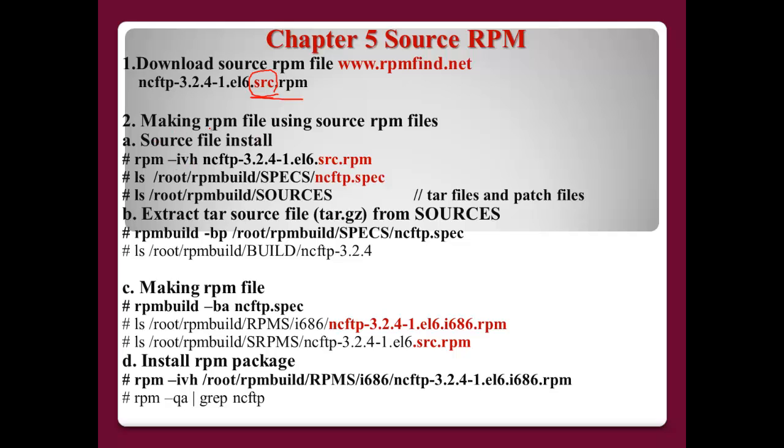For example, number 2, making RPM file. A source file installation. After you download, in my case, I will use this package, ncftp src rpm. Then if we use this option, -ivh, this source file will make this ncftp.spec, and this command will also create some source files here, root rpmbuild sources. Here we can find the tar file or patch files.